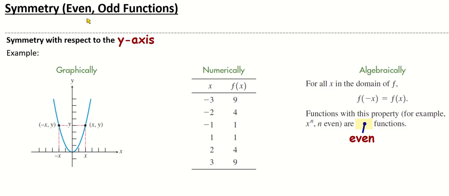An even function, when graphed, will look like it has symmetry with respect to the y-axis. The y-axis would be like a mirror, like an axis of symmetry. You could show that numerically, or graphically, or algebraically.